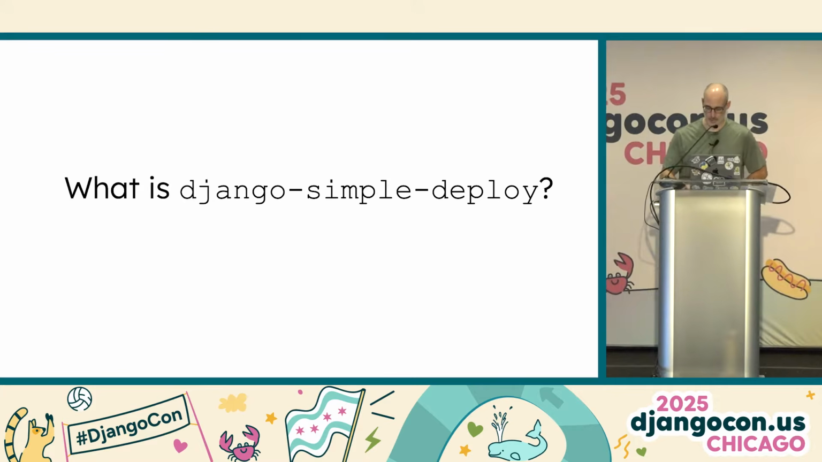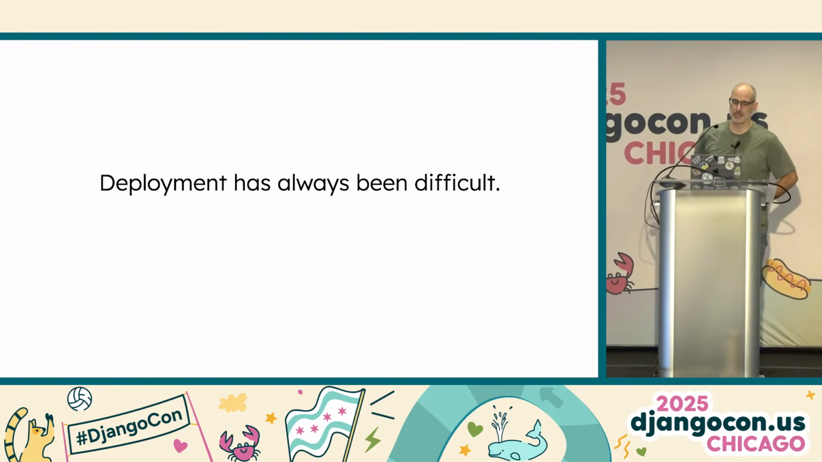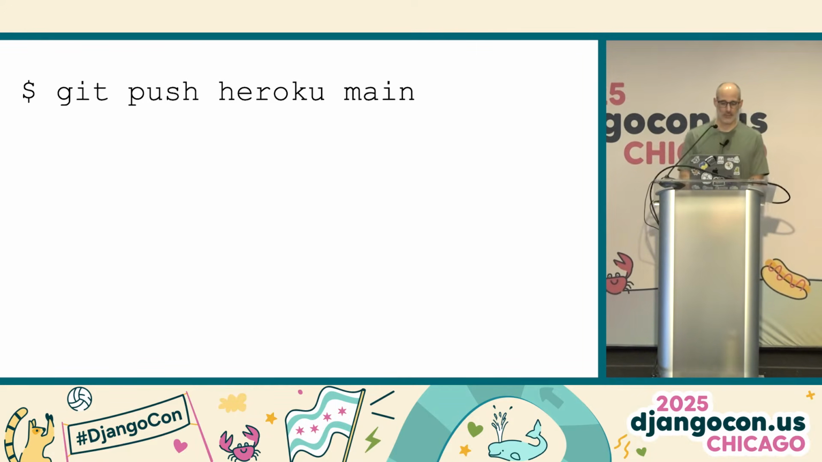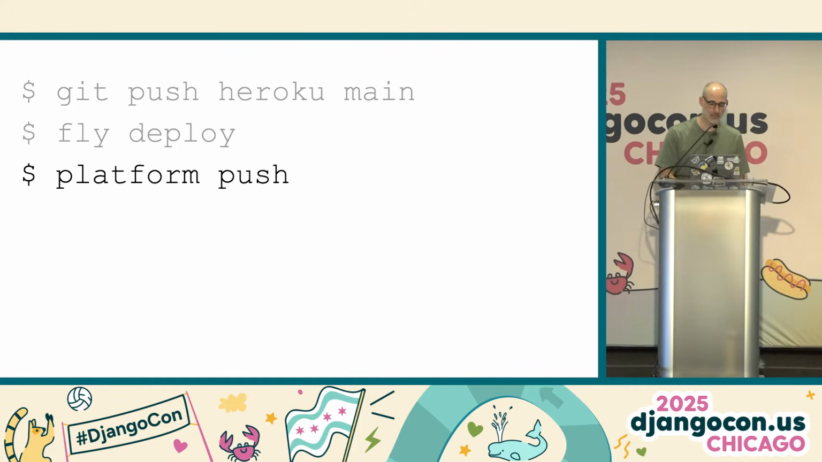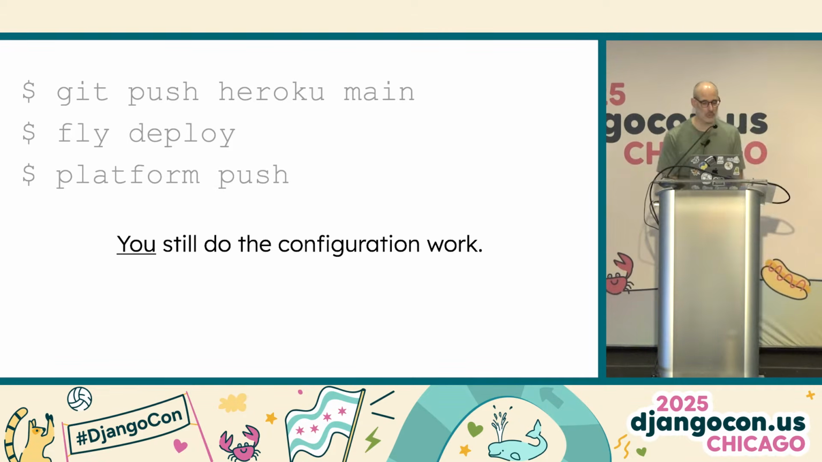So what is Django-simple-deploy? Deployment has always been difficult because there's so much to take care of. But there's been work over the years to make it easier to manage. The first major simplification came from Heroku with their git push heroku main workflow. After that, other platforms created their own simple deployment strategies as well. Here's Fly's deploy command. These were a significant improvement on earlier deployment workflows. Here's platform.sh's push command.